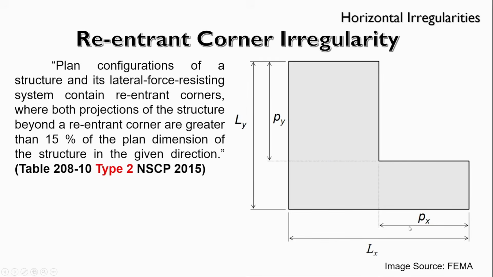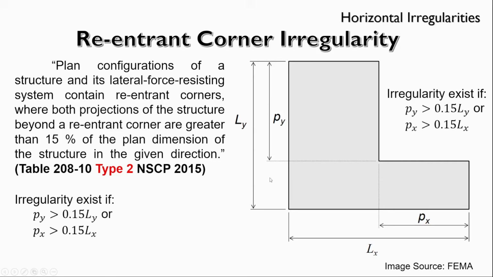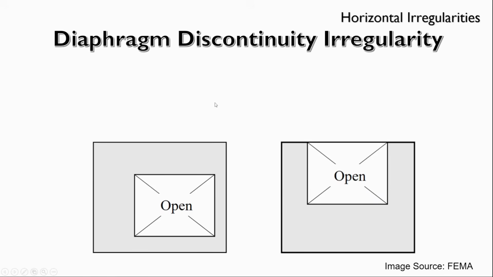Same with this one. Let's say this is 3 meters, and this is 6 meters. So 3/6 is 50%, which is already greater than the 15% threshold. Therefore, we have the re-entrant corner irregularity. So this is just straightforward. As you can see here, irregularity exists if the re-entrant corner is greater than 0.15 of the plan dimension in each direction.